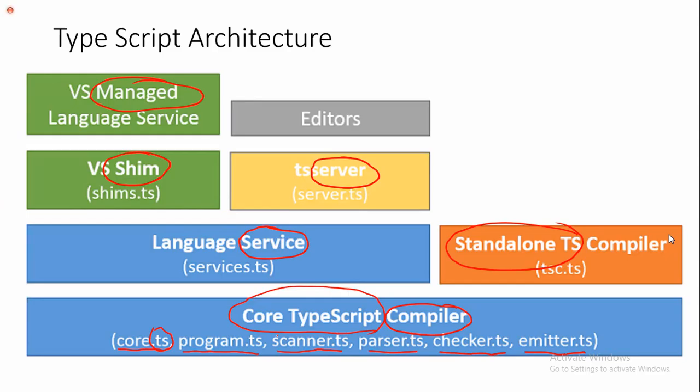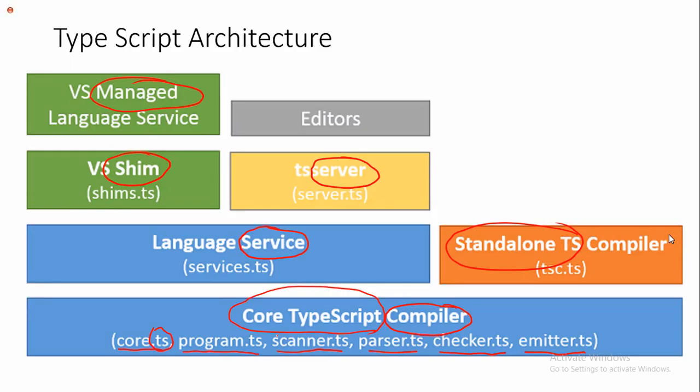After compilation, it will keep everything in the same file. That means some programming languages, after compilation, generate another file like exe files or DLL files. I hope many of you know about that. But the TypeScript core compiler is not going to generate any file.